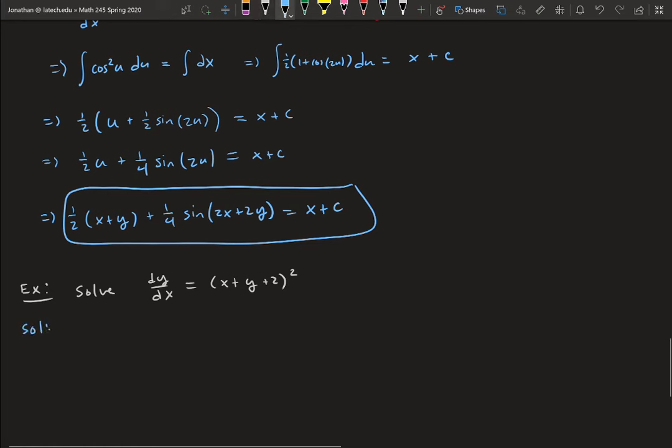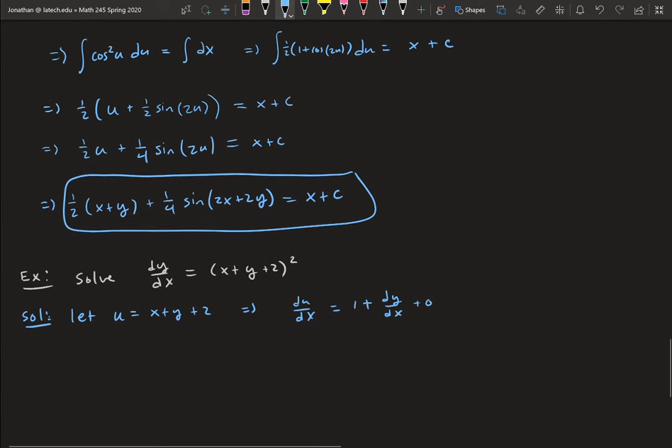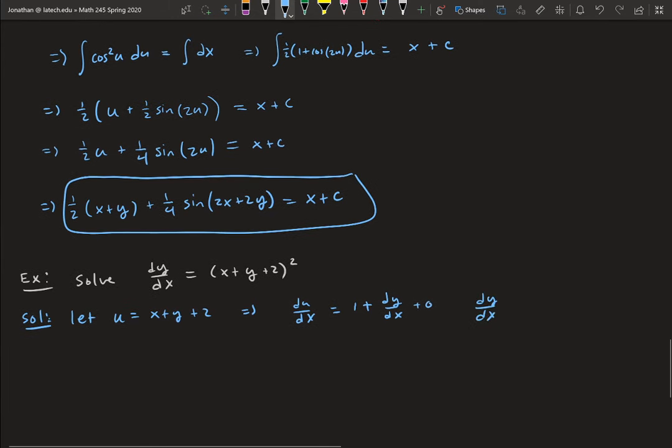So, solution: I'm going to let u equal x plus y plus 2. And then differentiate both sides with respect to x. We get du/dx equals 1 plus dy/dx plus 0. So dy/dx is equal to du/dx minus 1. So that gives us du/dx minus 1 equals u squared when we substitute everything into the differential equation.